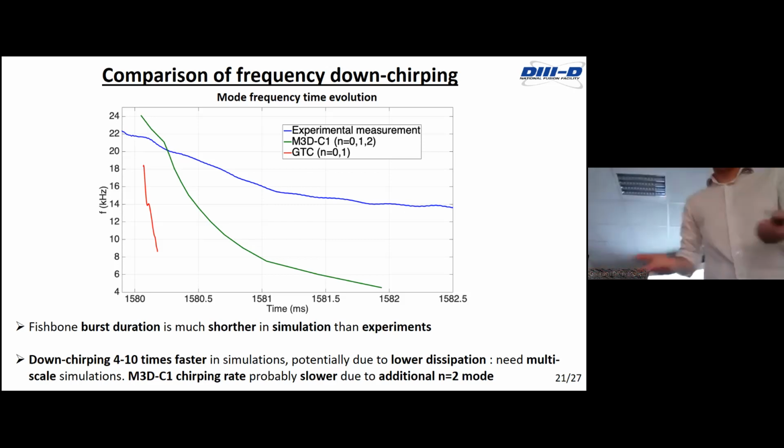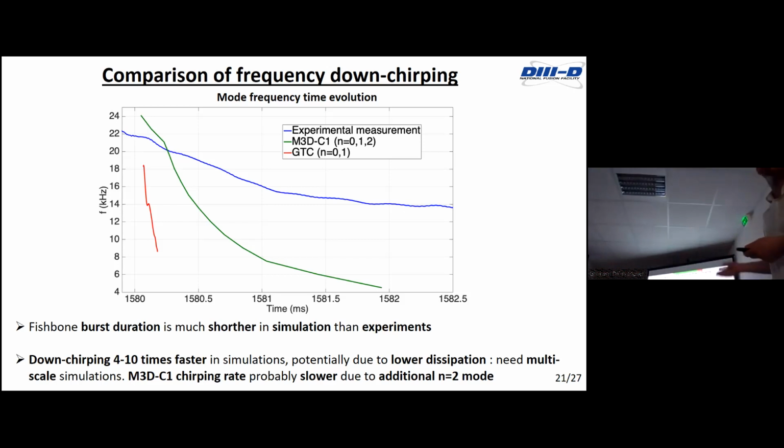So now that we have validated GTC in the nonlinear phase, so yes. Do you have some measure of numerical dissipation? Actually, I don't have the.